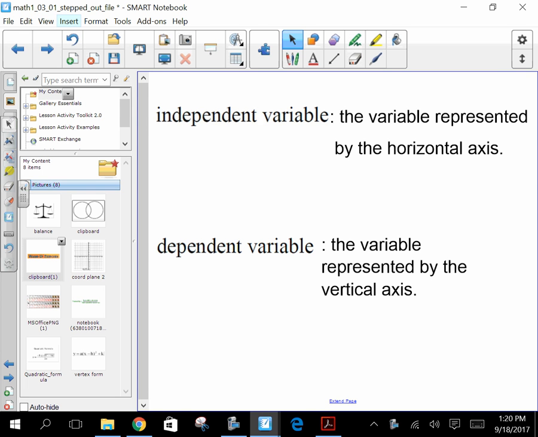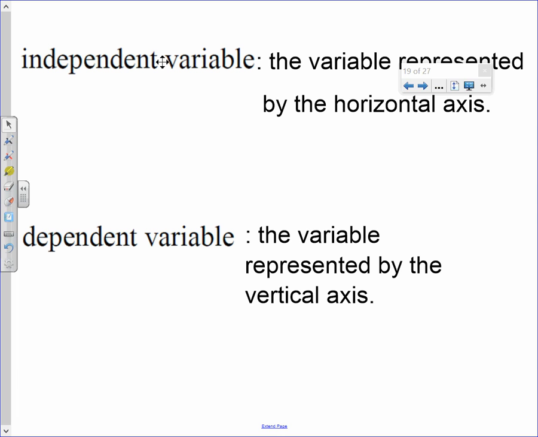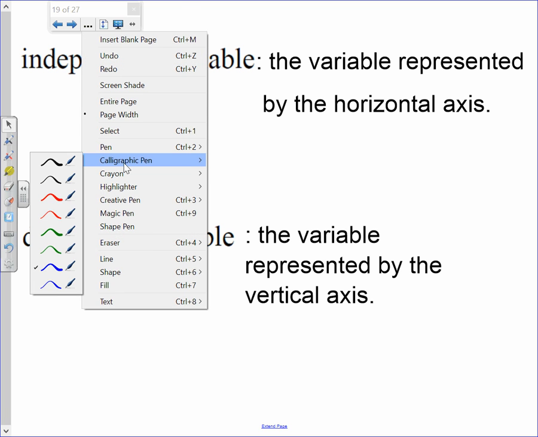The word independent variable is already there. Go write this definition there: the variable represented by the horizontal axis.